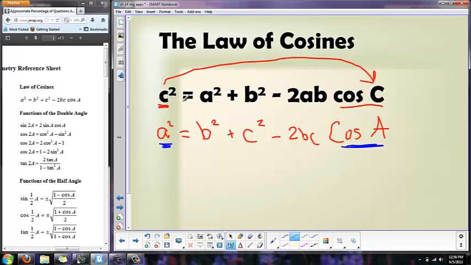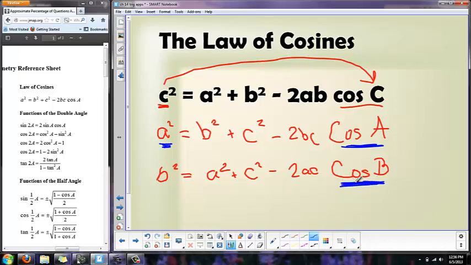So you could do c squared is equal to a squared plus b squared, blah, blah, blah. Or a squared is equal to b squared plus c squared, blah, blah, blah. Or the last one you could do: b squared is equal to a squared plus c squared minus 2ac cosine of b, because the b is what we started with. The point is that it doesn't really matter, as long as whatever angle you have right here, that's the side length your equation starts with.